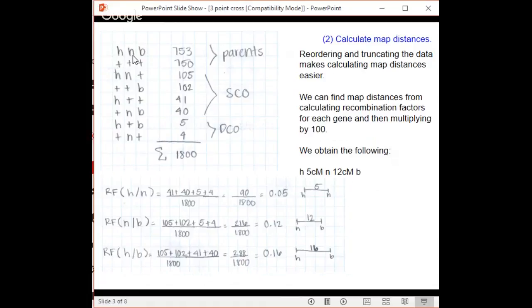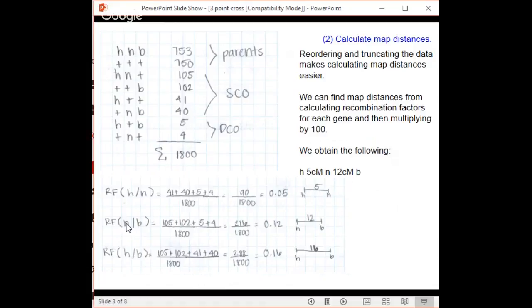So these two are both recessive. So that's not recombined. This is not recombined. This is not recombined. This is not recombined. But all of these are recombined because you have one recessive allele and one dominant. One recessive, one dominant. Recessive and dominant, and recessive and dominant. So all of these are recombined ones. All we do is we add those up over the total number, and we get 90 over 1800, which is about 0.05 or 5 centimorgans.